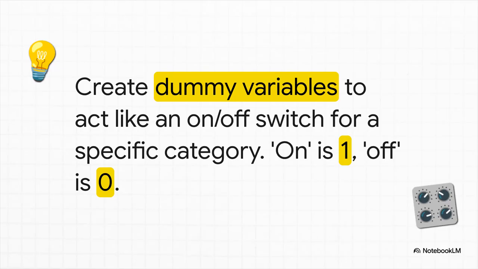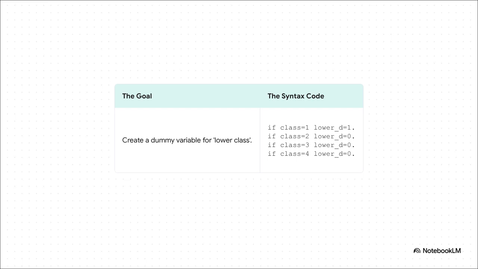Now, for a really powerful technique that analysts use all the time, creating dummy variables. The easiest way to think about these is like a light switch. It's either on, which we code as 1, or it's off, which we code as 0. So let's apply that to social class. To make a dummy variable for lower class, we just say if the original class variable is 1, then turn our new light switch, lower_d, to 1, or on. For all other classes, we set lower_d to 0, or off. You can do this for every single category, creating these simple on-off switches that are incredibly useful for more advanced analysis.